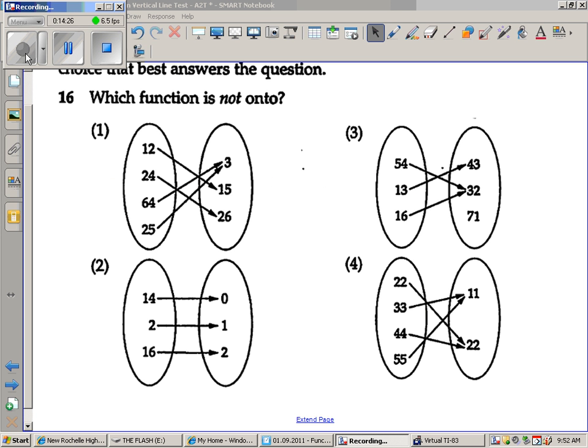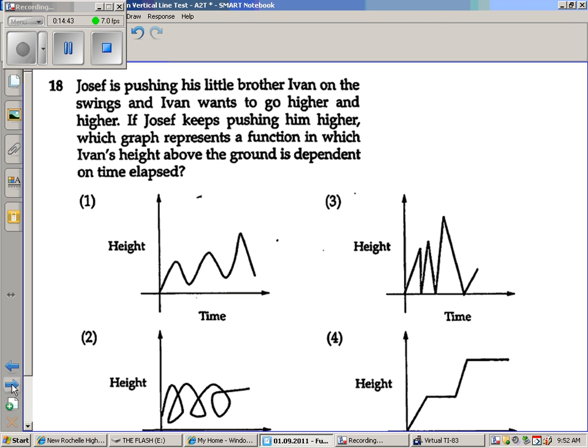So let's play again. Which one of these guys is not onto? Look at that, 71 got left out. This one right here, not onto.